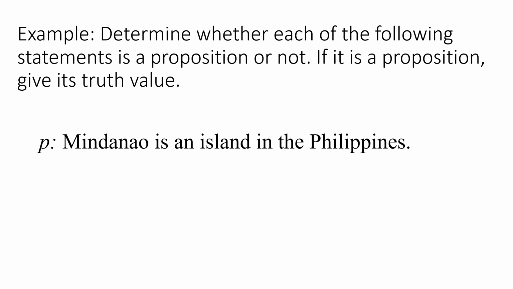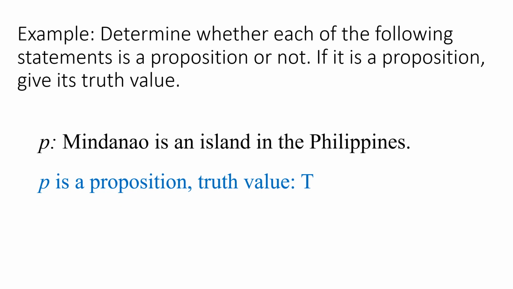Okay, Mindanao is an island in the Philippines. So the sentence Mindanao is an island in the Philippines is a declarative sentence which can be answered by yes or no. Therefore, the statement p is a proposition. And the truth value of the statement p is true because Mindanao is really an island in the Philippines.